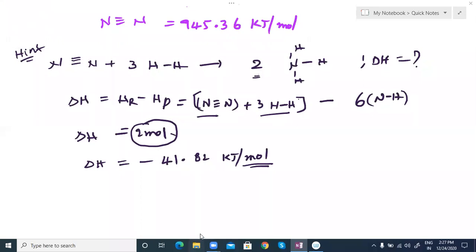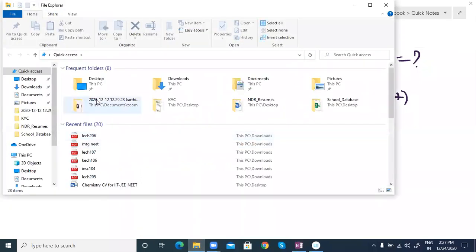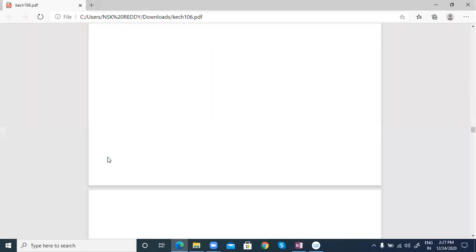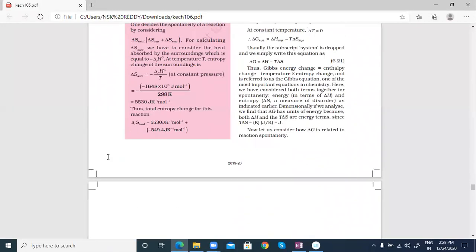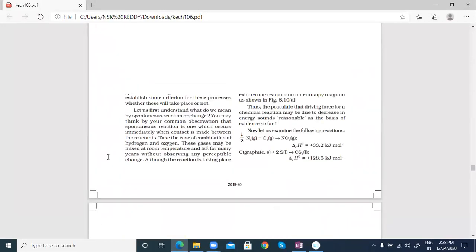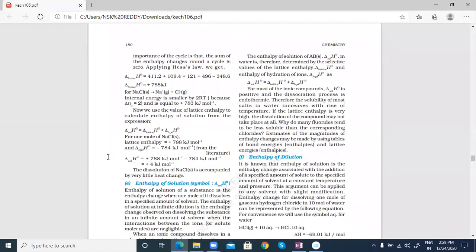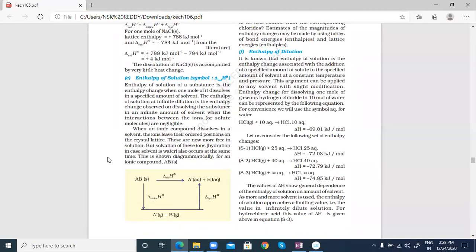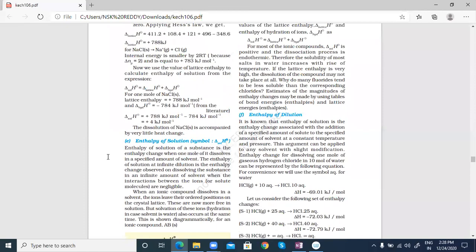Then what is remaining next in thermodynamics? We are almost 5 to 6 classes lagging, sir, compared to NEET. I think so. NEET has completed equilibrium, no? So we have to move a little bit. Enthalpy of solution. So a brief idea: enthalpy of dilution, enthalpy of solution, all these things.